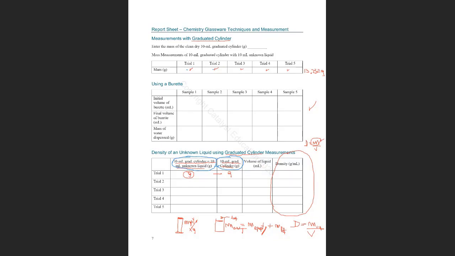Okay, so basically in trial 1, you do A, and this is B. So here in the density, the mass is going to be A minus B. And then you divide by 10 because the volume of the liquid is obviously 10.0. Any questions so far on that calculation? It's very simple. Okay, I'll stay at the end in case something was not clear.